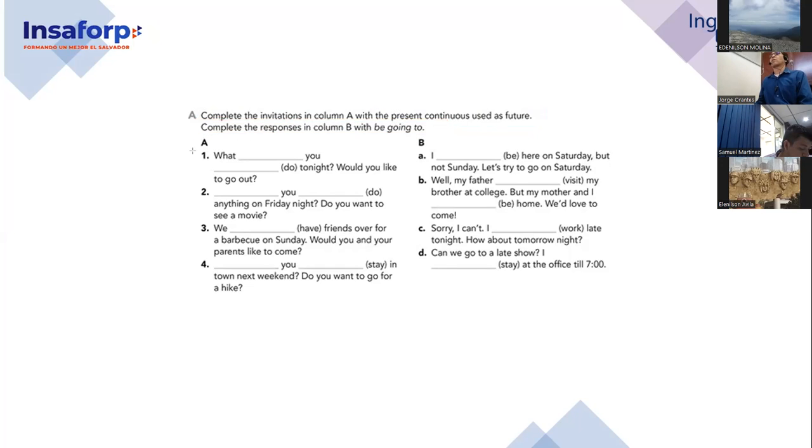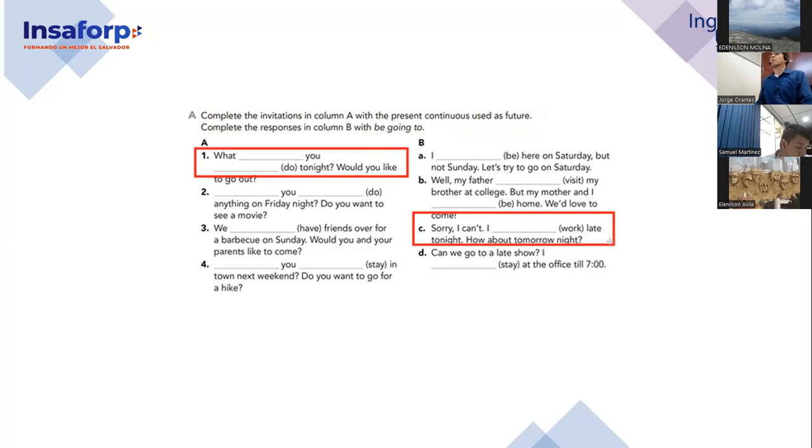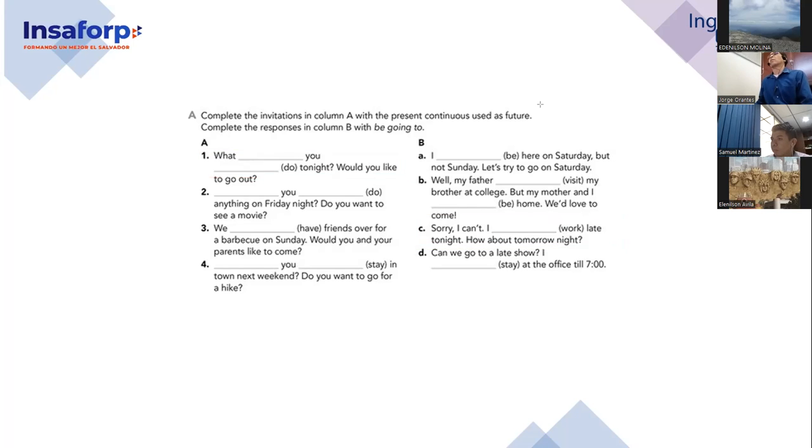Y luego que tienen que hacer match, van a unir la invitación con la respuesta. Digamos que la respuesta sería la letra C. Uno con la C, no sé, ustedes tienen que ver. Parte número uno, completar las invitaciones y completar las responses. What is the second part? You need to match the invitation with the correct response. Okay, is it clear what we are going to do?